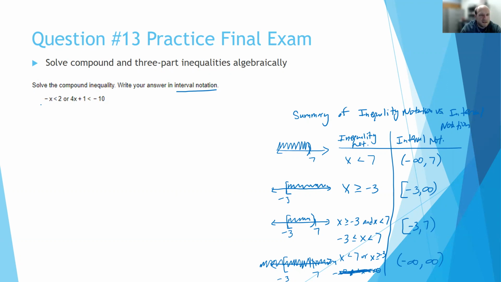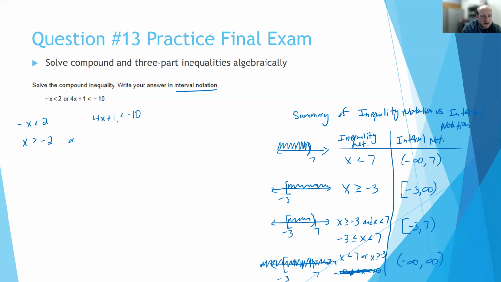So let's do this question here. They want us to solve this compound inequality and write the answer in interval notation, with these parentheses and brackets and all that. And it's an or statement, so that's important. The first thing I'm going to do is split these up a little bit and solve them. So I have -x is less than 2. I'm going to divide by -1. When I divide by -1, what happens? Well, our sign flips, right? When you divide or multiply by a negative, your sign in an inequality is going to flip. And then this is going to be -2. Okay, or, let's do the next one.